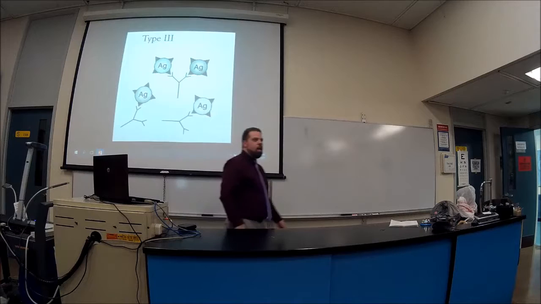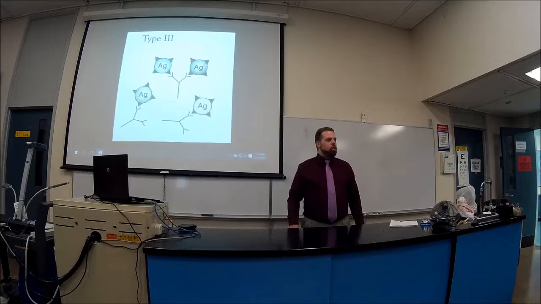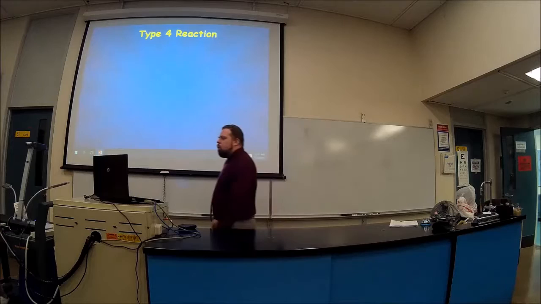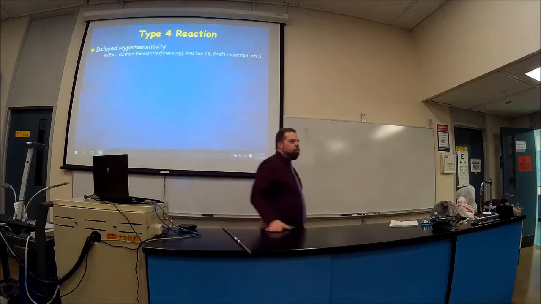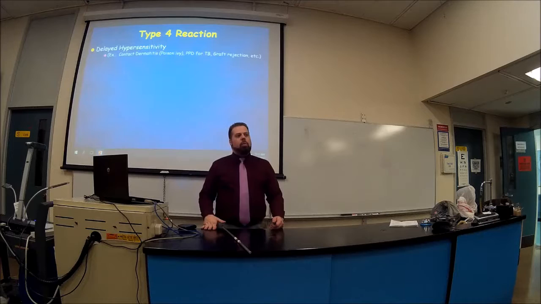In lupus, it usually clogs up the kidneys, and we usually have renal failure because of that. And then the type 4 reaction is a delayed reaction, all right? We call it a delayed hypersensitivity, and you probably experienced this sometime in your life or somebody in your family. And this is where we'd explain the poison ivy, or the poison sumac, or the poison oak reaction.